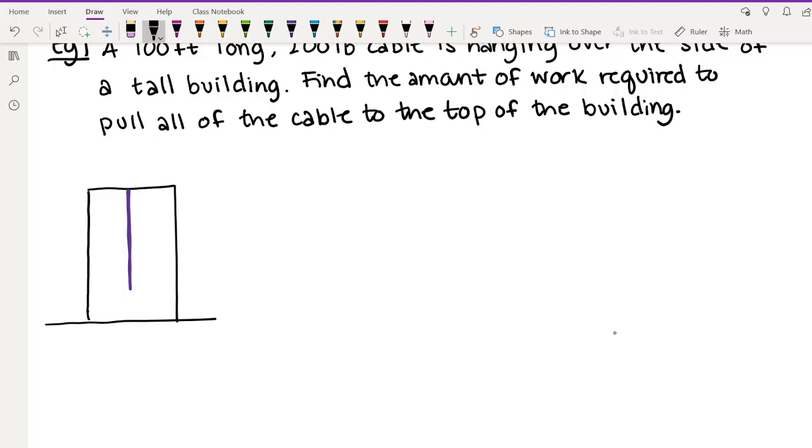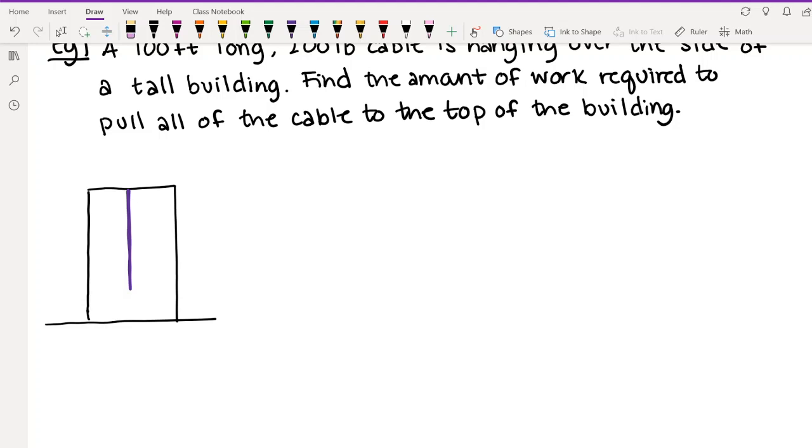Okay, so why do we have to do this? Why can't we just do force times distance? Well, the different parts of this cable are moving different distances. A piece of cable right here wouldn't move at all. A piece down here, halfway, would move 50 feet. And the piece all the way at the bottom would have to go all the way 100 feet. Because the distance traveled by each portion of this cable is different, we can't just think of this as a constant force times a single distance.